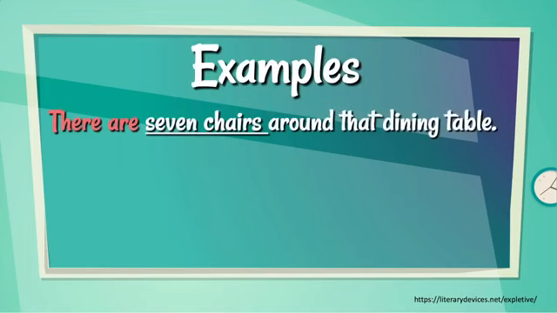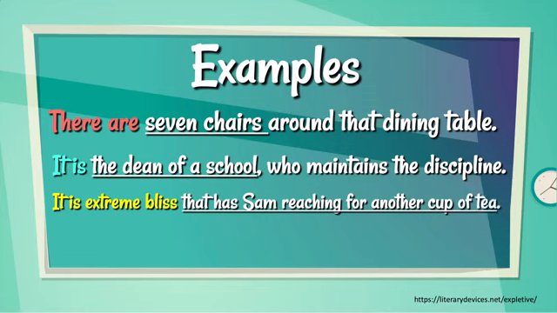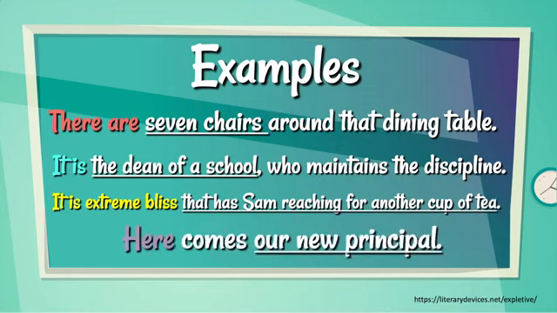So let's take a look at some examples. There are 7 chairs around that dining table. It is the dean of the school who maintains the discipline. It is extreme bliss that has some reaching for another cup of tea. Here comes our new principal.